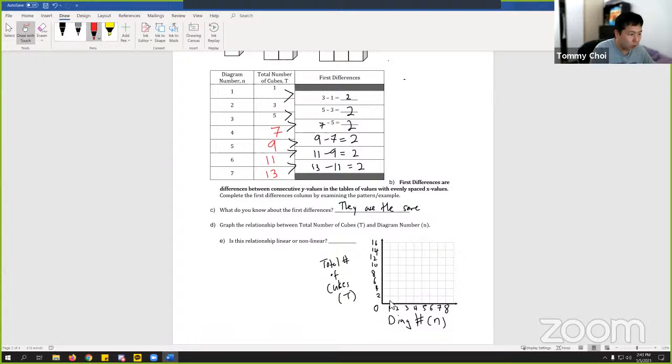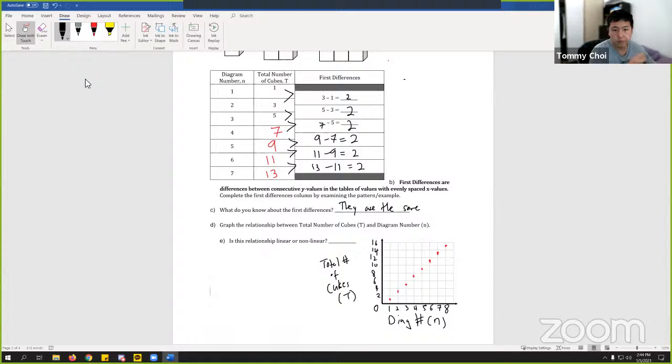The first one is 1, 1, which would make it halfway down. And then 2, 3, 3, 5, 4, 7, 5, 9, 6, 11, 7, 13. And if we were to do 8, it would be 8, 15. And so there's our graph there.